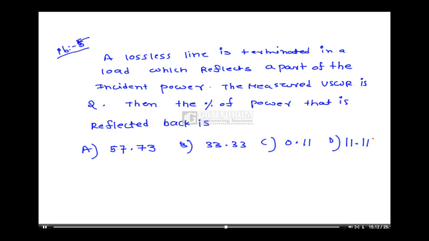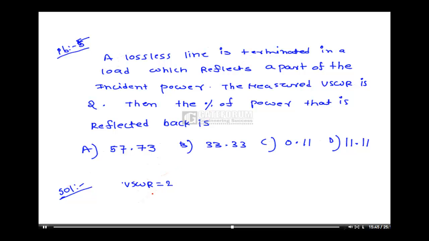This is somewhat different kind of problem. We will see how we can solve this problem. So the solution to this problem is like this. Here, first of all, look at what is given. In this problem, VSWR is given. So VSWR is equal to 2. Then they are asking how much percentage of power is reflected back.